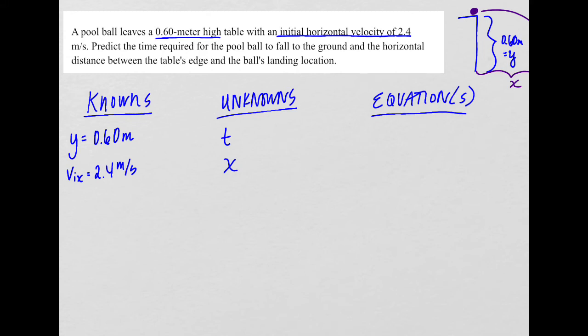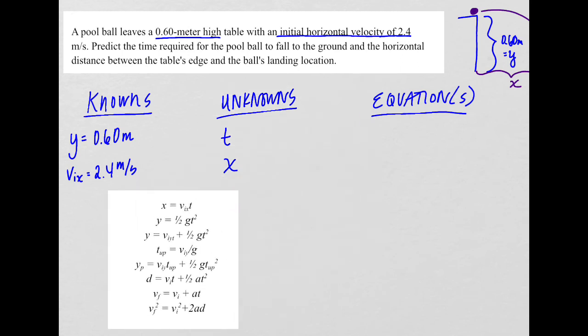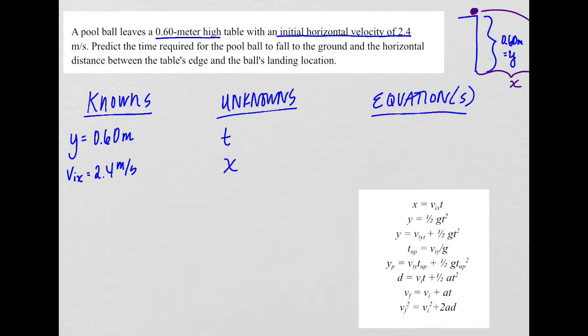Okay, so let's look at the equations that you'll have on your quiz and your exam. We're looking for time and we're looking for horizontal displacement. We should also add here that we know AY, which is g, is equal to 9.8 meters per second squared. Do we know anything else?